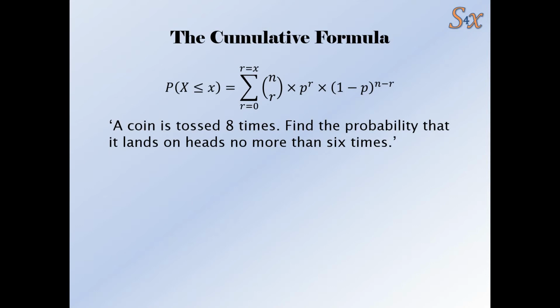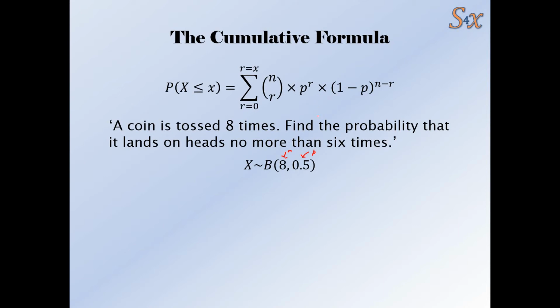So let's say a coin's tossed 8 times. Find the probability it lands on heads no more than 6 times. As always, write down your distribution to start with. Your first number's N. Yeah, there's 8 trials this time. Second number's P, which is the probability of success, which, assuming it's a fair coin, is going to be 0.5.